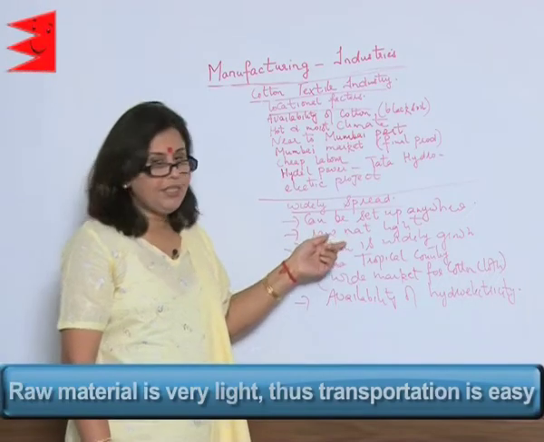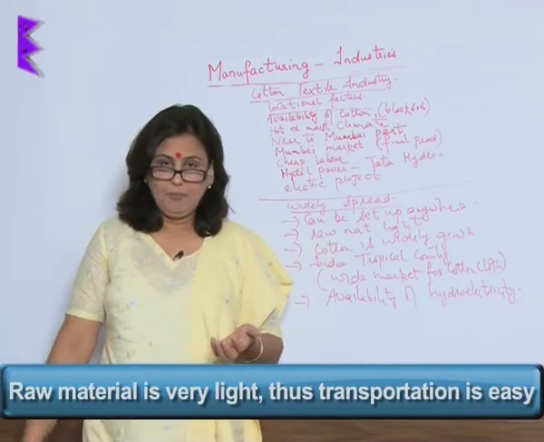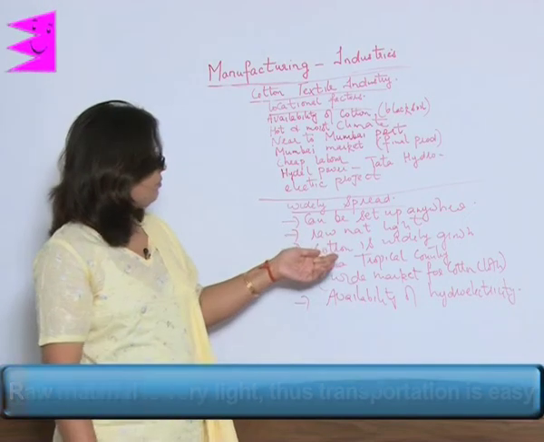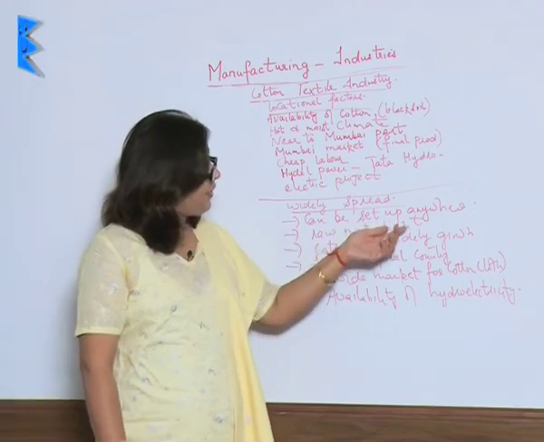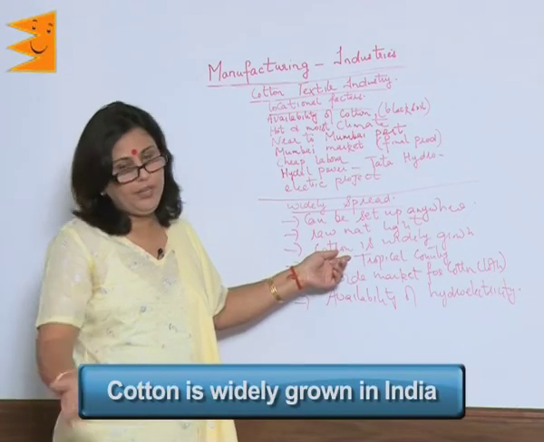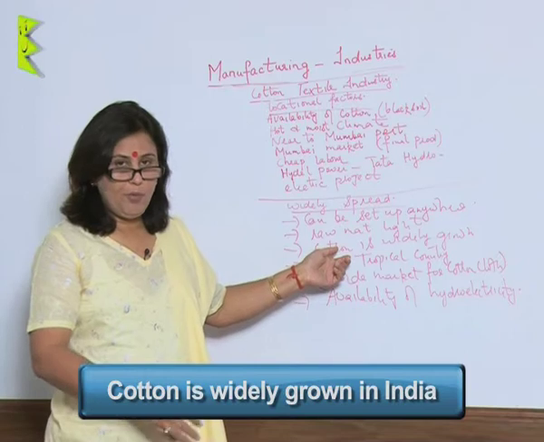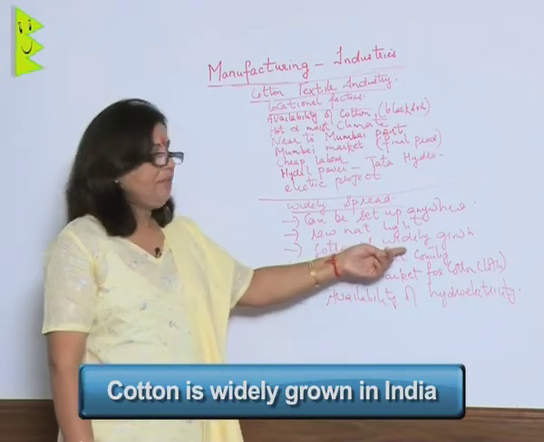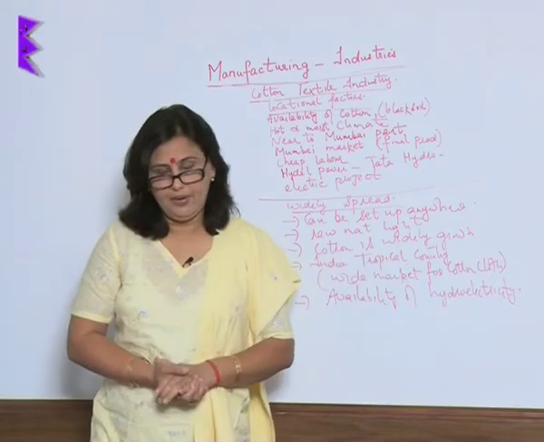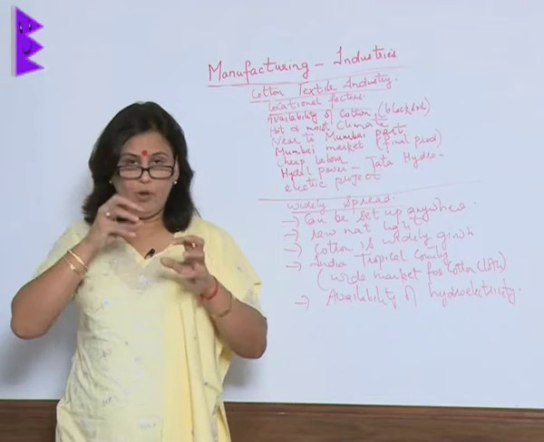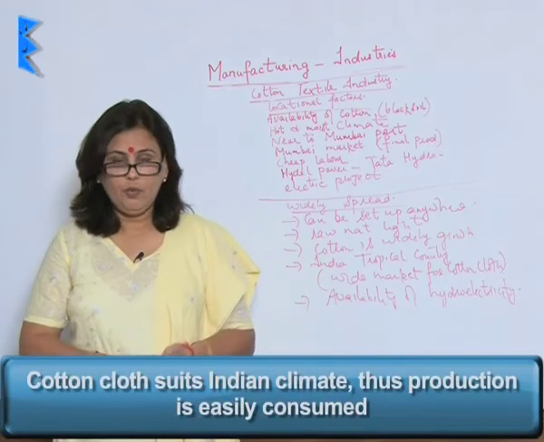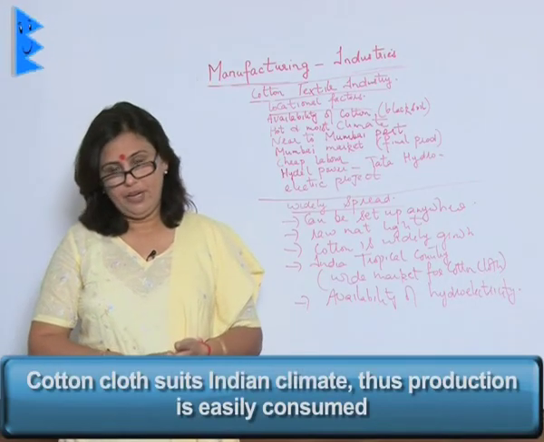Second, the raw material, cotton, is very light, therefore transportation is not much of a hassle. Not only can it be transported very easily, but it is also widely grown in India. Cotton is grown in so many states in India that it can be found almost everywhere. And you see, India is a tropical country, which means the kind of cloth that people prefer wearing is cotton cloth. That is the cloth which suits the climate of India.